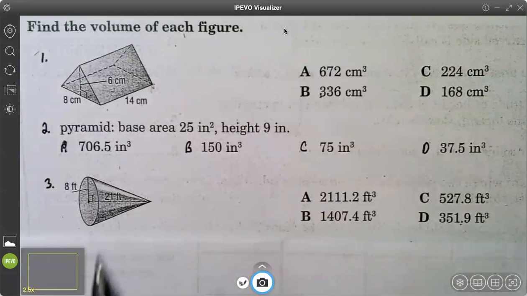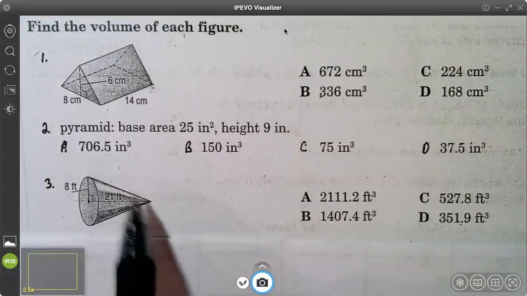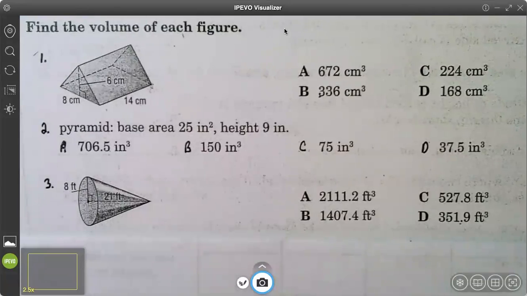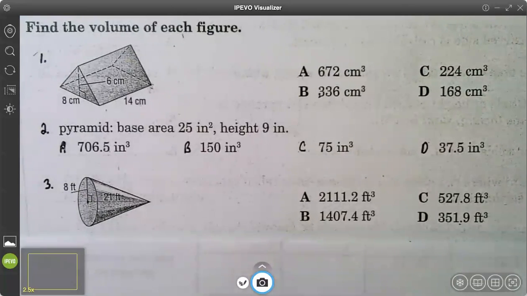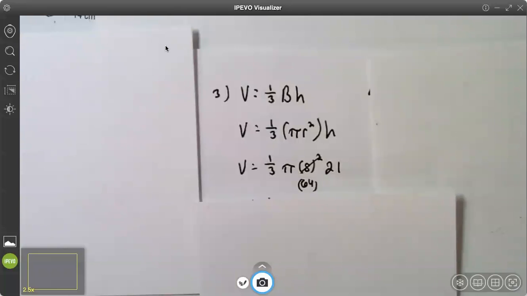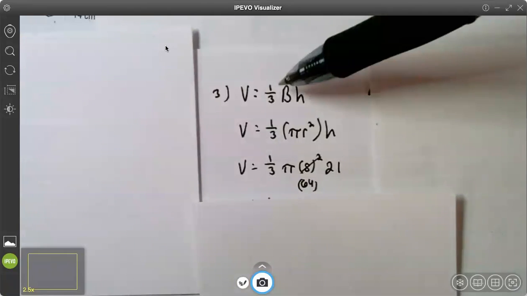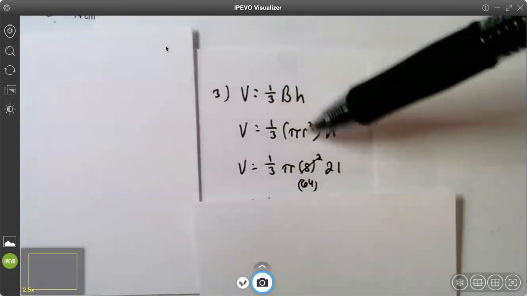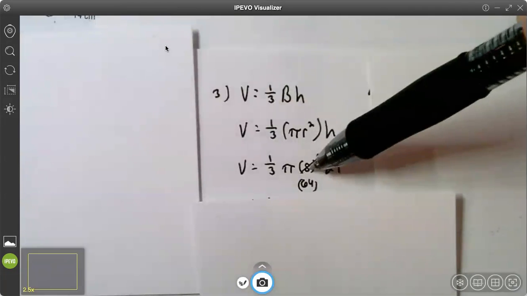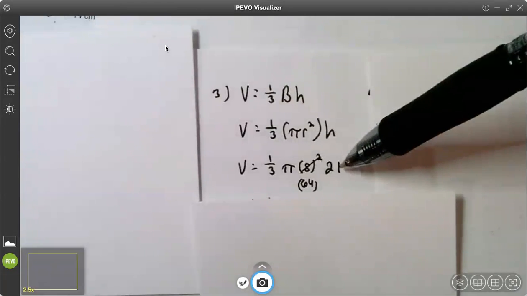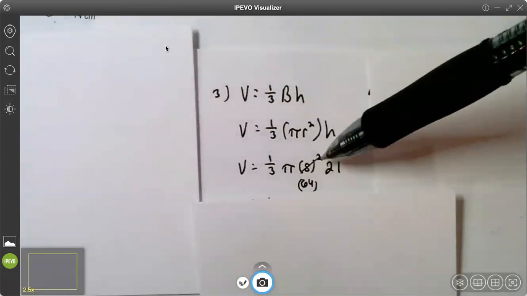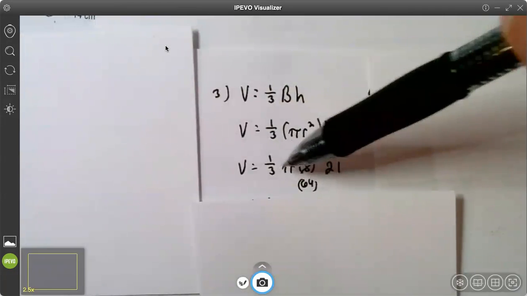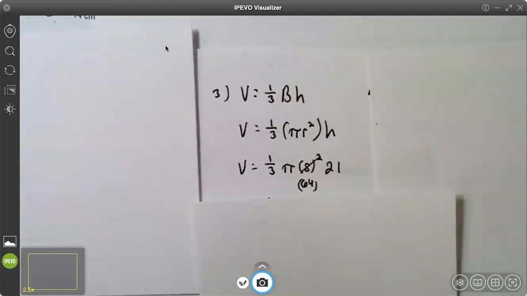Try number 3. Find the volume of that cone. It has a radius of 8 and a height of 21. The cone is a type of pyramid. It's a circular pyramid, so my formula is 1/3 big BH. The base is a circle, so to break down big B, it's pi r squared. It told me my radius was 8, my height was 21. Order of operations, I have to square this radius first to get 64. And then if you have a scientific calculator, you can multiply 1/3 times pi times 64 times 21.